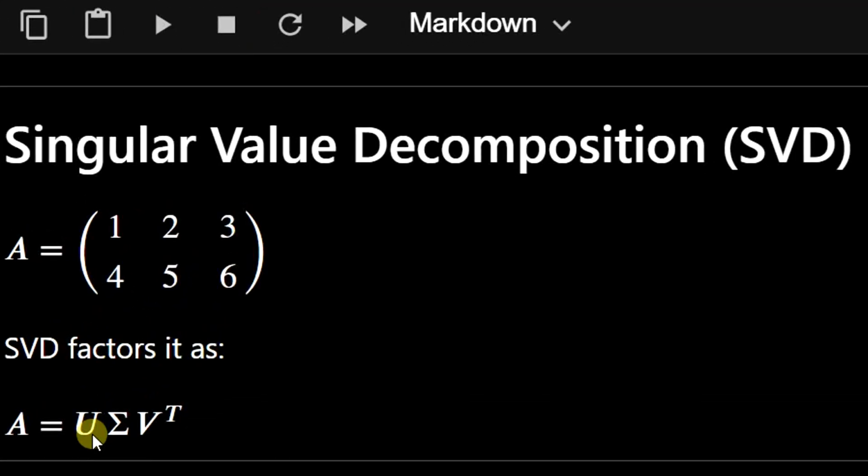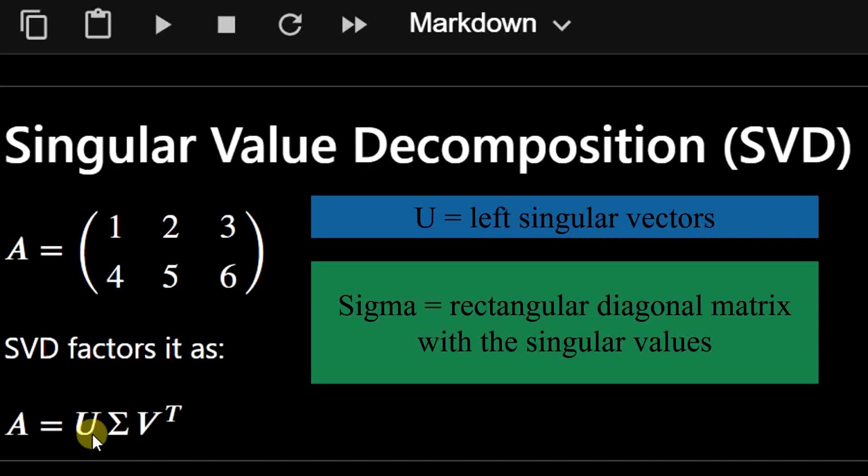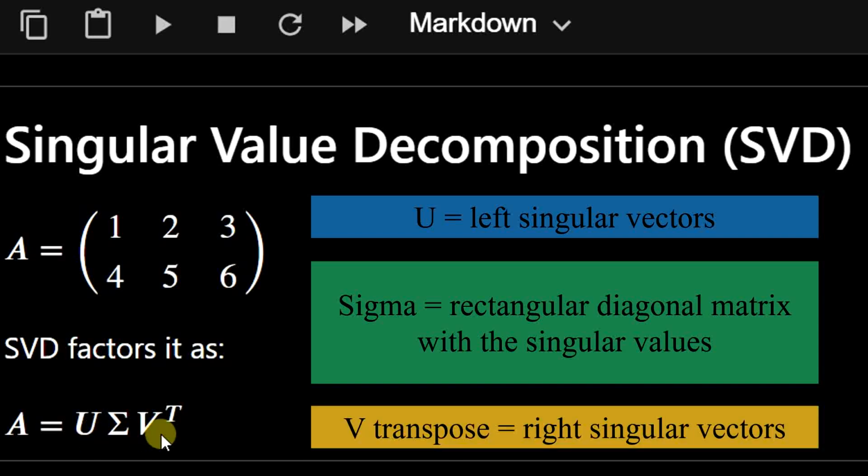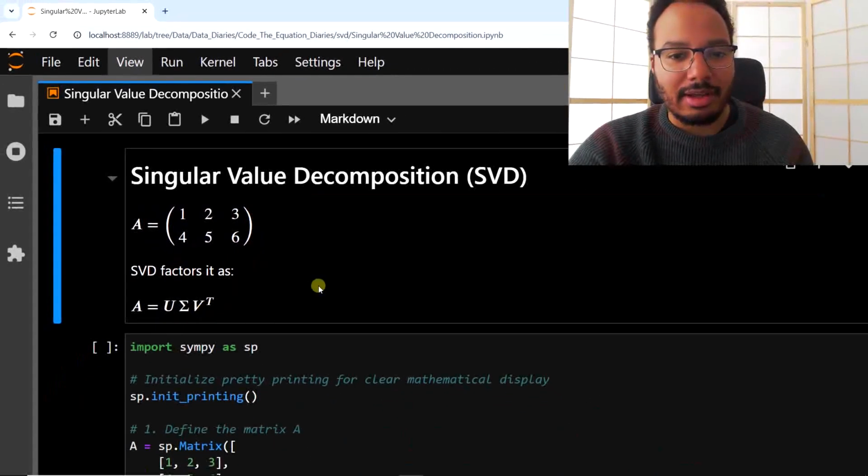U contains the left singular vectors, so the eigenvectors of S left. Sigma is a diagonal or rectangular diagonal matrix with non-negative singular values, and V transpose is basically the right singular vectors from the eigenvectors of S right. What does it mean? Let's have a look at Sympy to make it clearer.